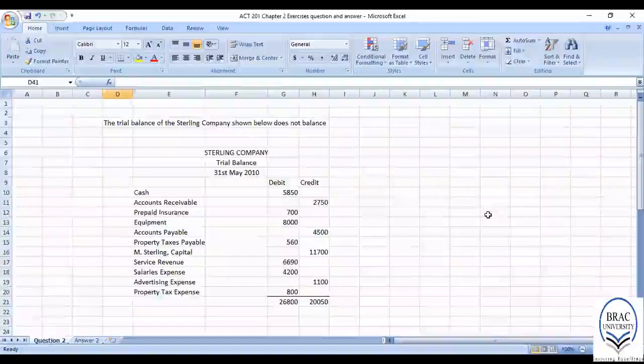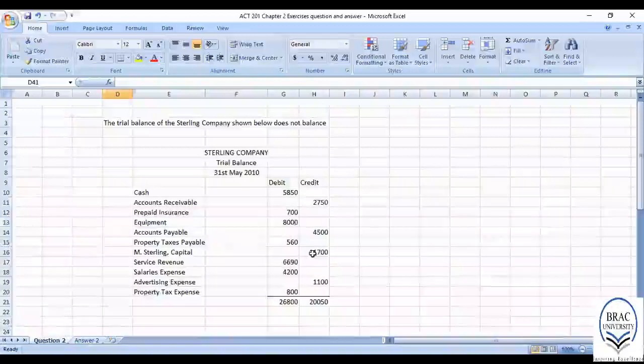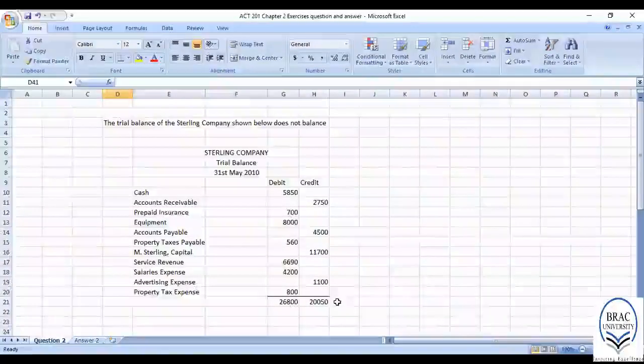Let's look at one exercise. This exercise says the trial balance of the Sterling company shown below does not balance. So this trial balance does not balance. As we can see, the debit and credit entries have different values. As we all know, in a trial balance, debit and credit have to be equal.